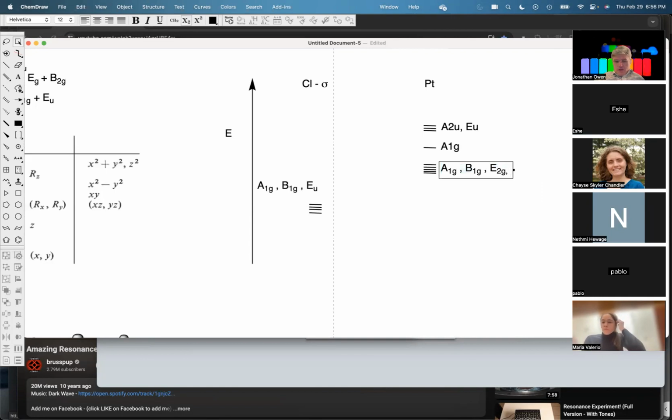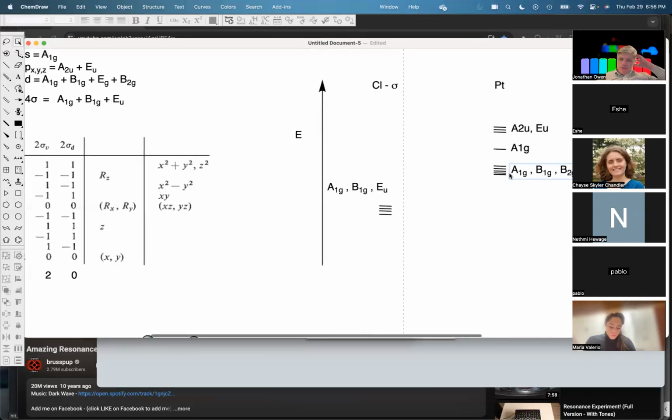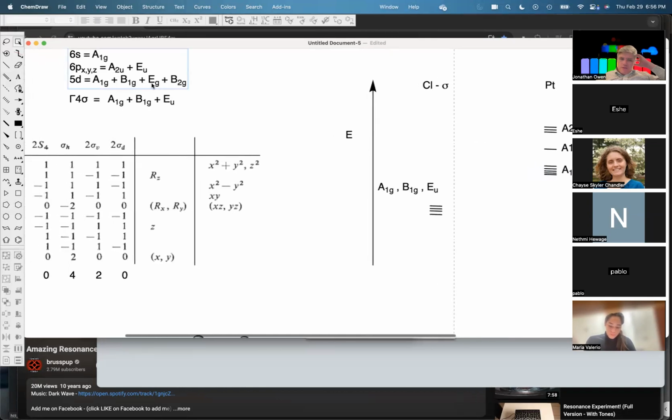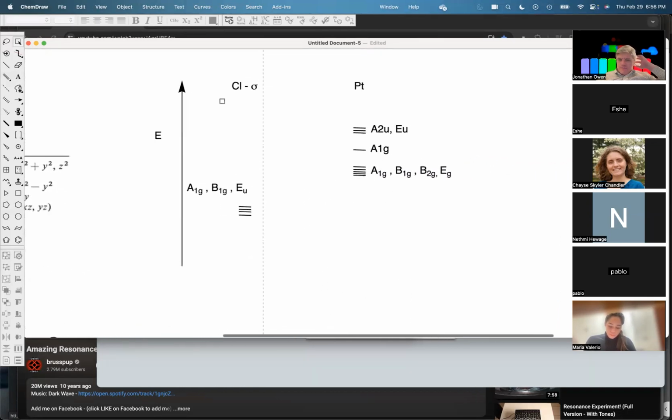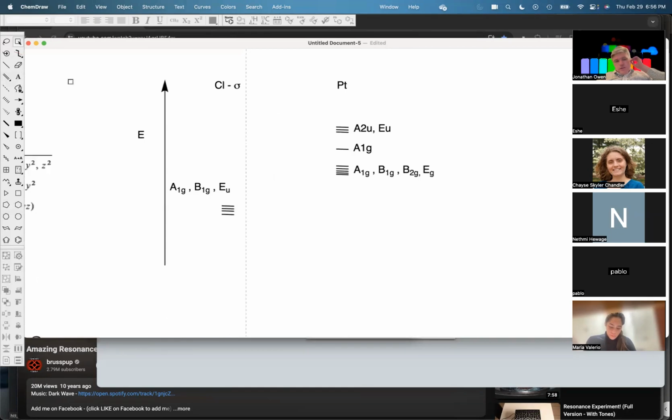And EG. All right, A1G, B1G, B2G, and EG, right? A1G, B1G, EG, B2G. Good. All right, so we've got the symmetries of both, and now we need to make some connections.